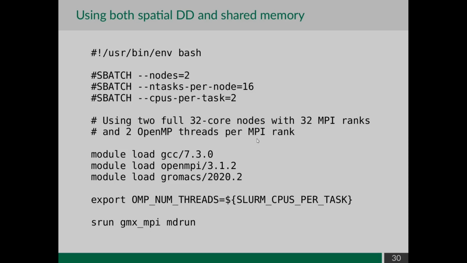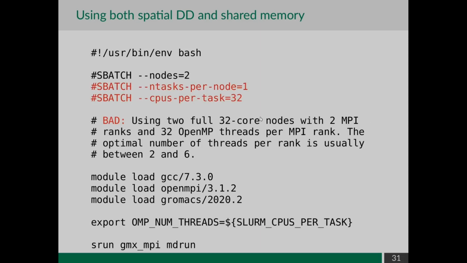Since we are using both MPI and OpenMP, it is possible to split the job over several nodes. Here, for instance, we increase the number of nodes to 2, and we keep all the other parameters identical. We still have 16 tasks per node and 2 CPUs per task. So this means we'll be using 2 full 32-core nodes, and we'll still have 2 OpenMP threads per MPI rank.